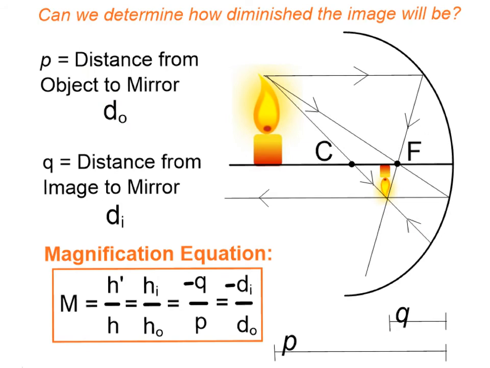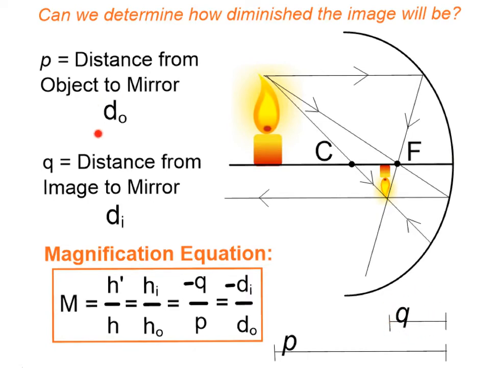So how can we determine how diminished the image will be? Well, we're going to look at the magnification equation to determine that. But before we do, we have a few more conventions to explain. One, the distance from our object to the mirror, right along that principal axis, is going to be denoted by a lowercase p. The distance from the image to the mirror is going to be denoted by a lowercase q.